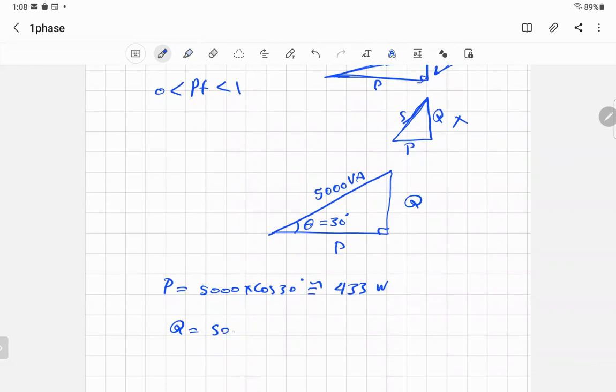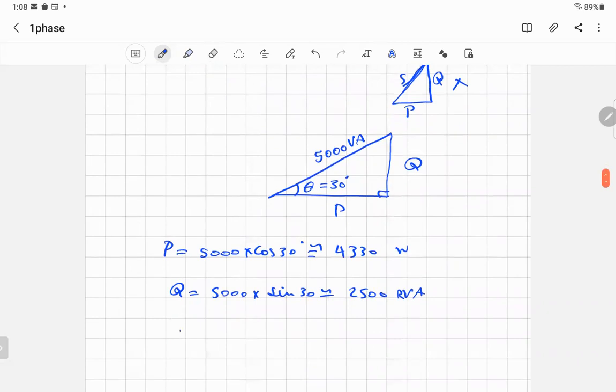Q would be 5,000 times sine 30. That would be equal to 2500 volt-amperes reactive. Let me check if I get the power right. I think I missed a 0. Cosine 30, yes, I missed a 0. It looks small. That's 4330. So that's the power and that's Q.